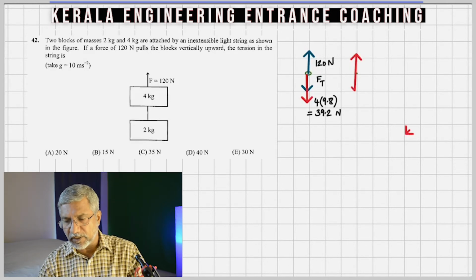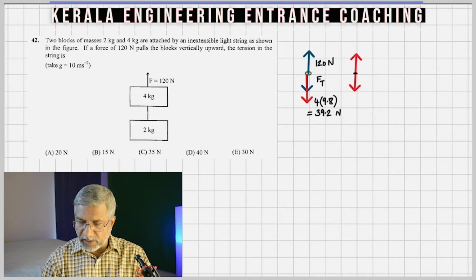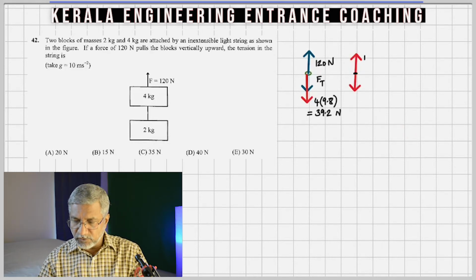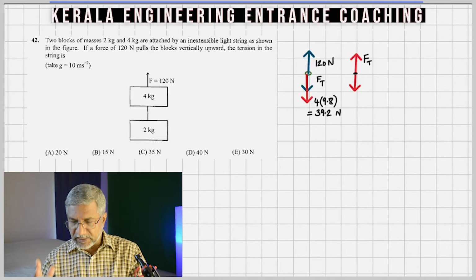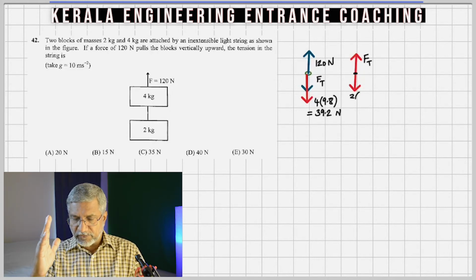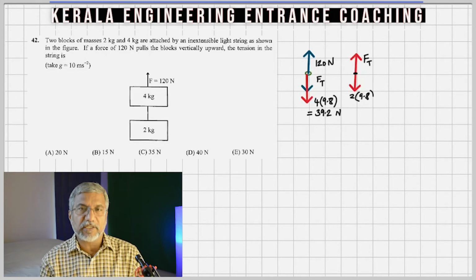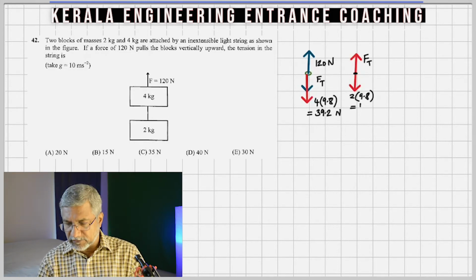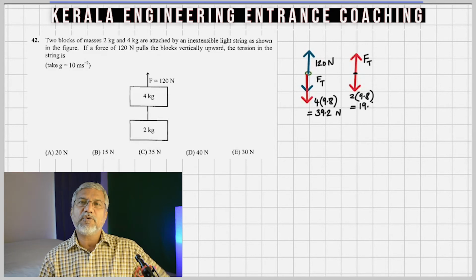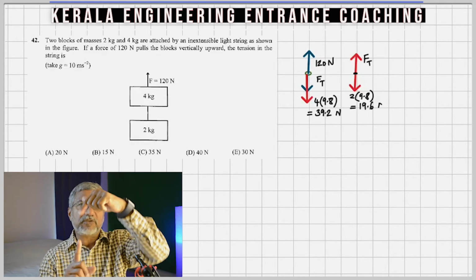Now on the 2 kilogram, you have two forces. What are they? One is Ft, and then you have the weight of the 2 kilogram, which is 2 times 9.8. So you may have noticed that Ft acts down and Ft also acts up.